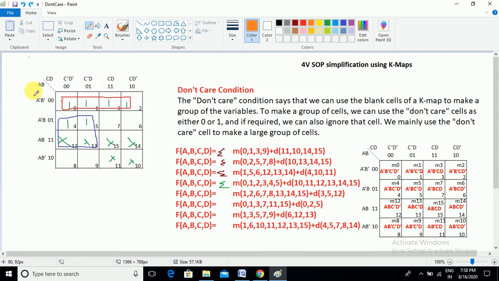Now this is the final grouping for the given problem. Only two groups are created. One group includes the two don't care cells, and the other group, which does not include any don't care cell, is a 4-cell grouping. Okay, now let us go to the next problem.